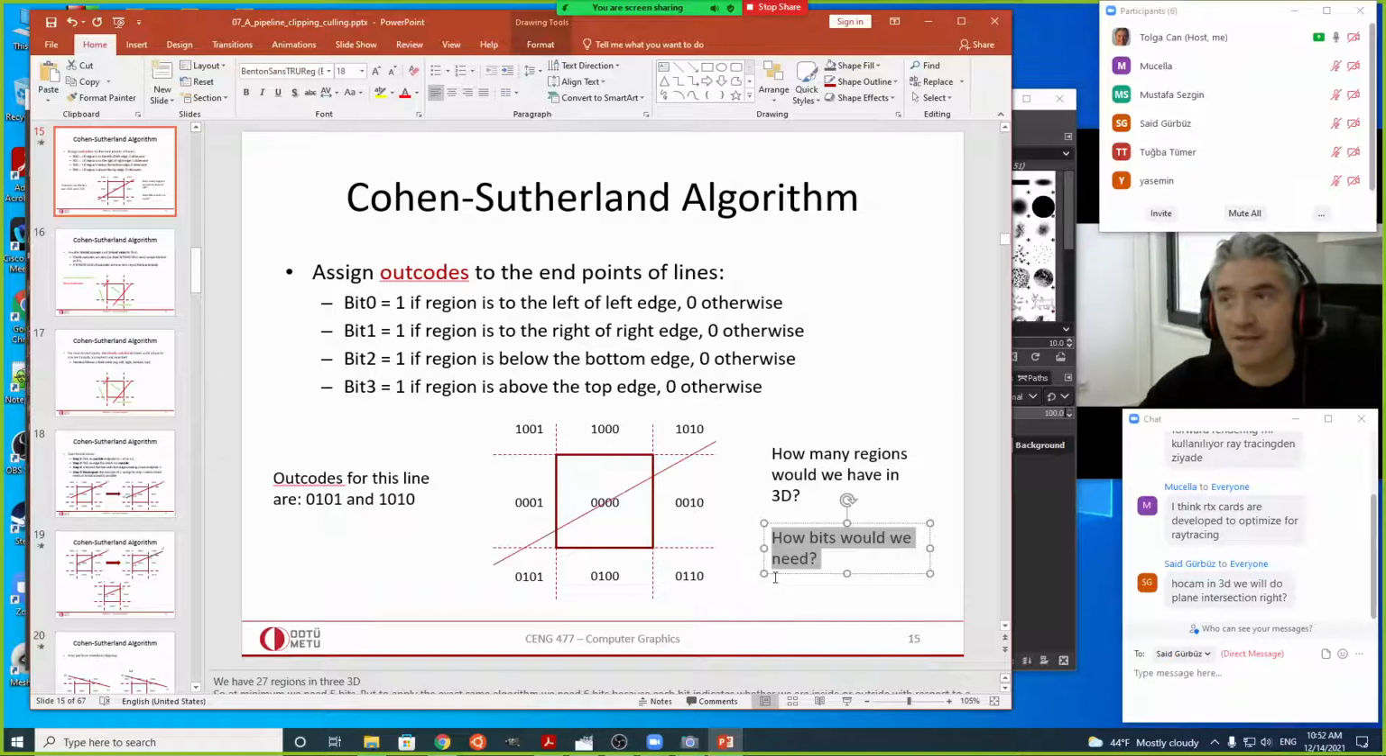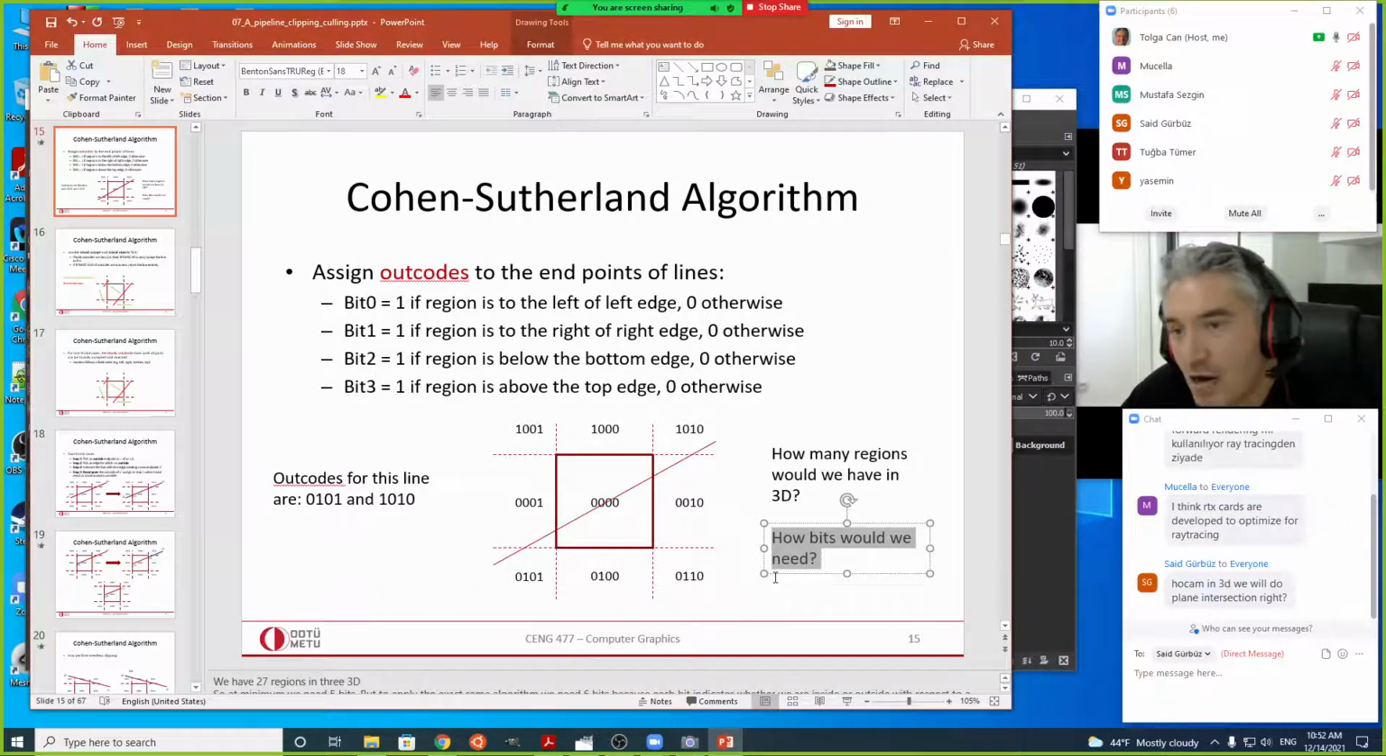We have 3 major planes, but 2 for each: left, right, top, bottom, front, backwards. So we are going to have 6 planes in 3D, which means we are going to have 6 outcodes. And how many regions do they define? I think 9, is it 27? No. If it's 6 bits, I can say that there are 2 to the 6 different cases, but it doesn't mean, as you can see here, we don't have 16 regions. Here it is 9 regions.